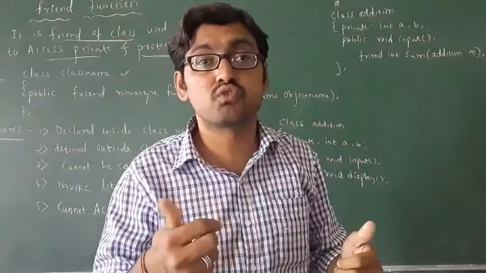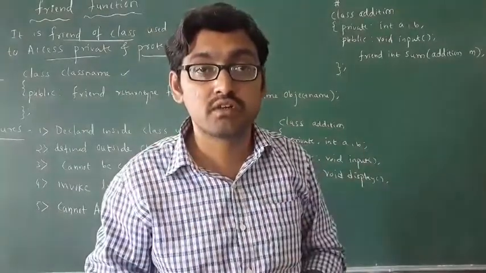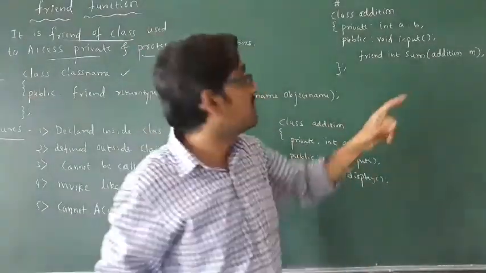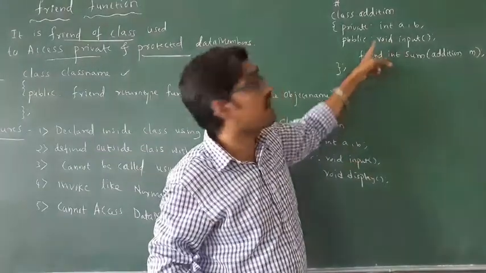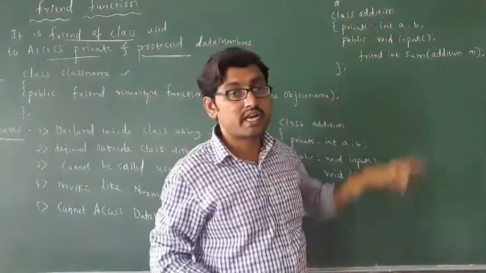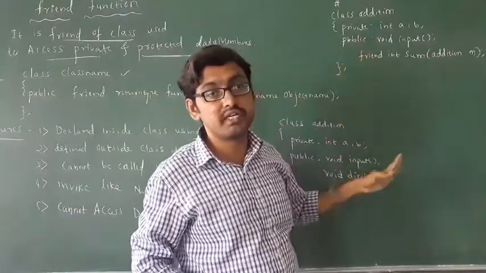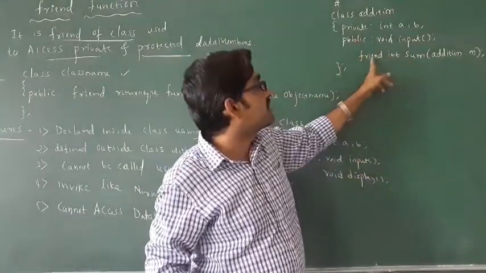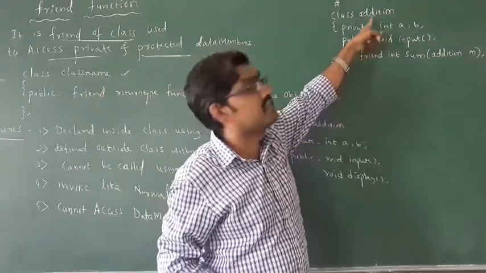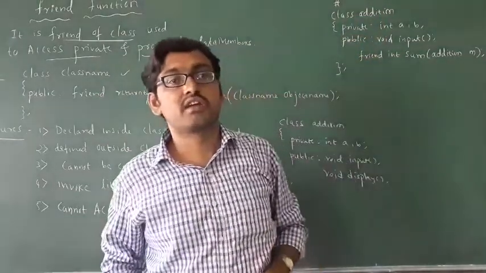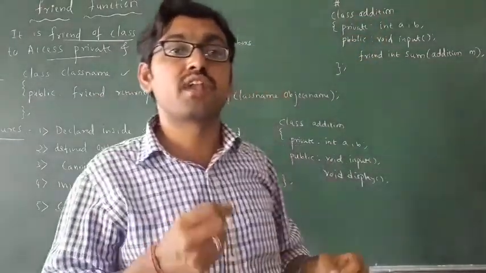You cannot use the scope relation operator directly. You can write it, okay, because why? Because sum is a friend of class addition. Because I am writing the keyword friend. If you write the keyword friend, what does it mean? It means sum is a friend of class addition.